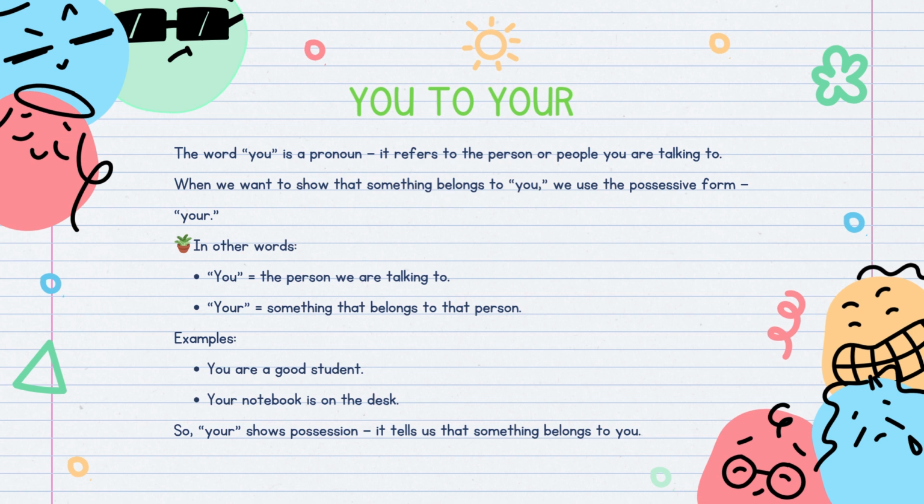When we want to show that something belongs to you, we use the possessive form "your." In other words, "you" is the person we are talking to. "Your" is something that belongs to that person. Examples: You are a good student. Your notebook is on the desk. So "your" shows possession. It tells us that something belongs to you.